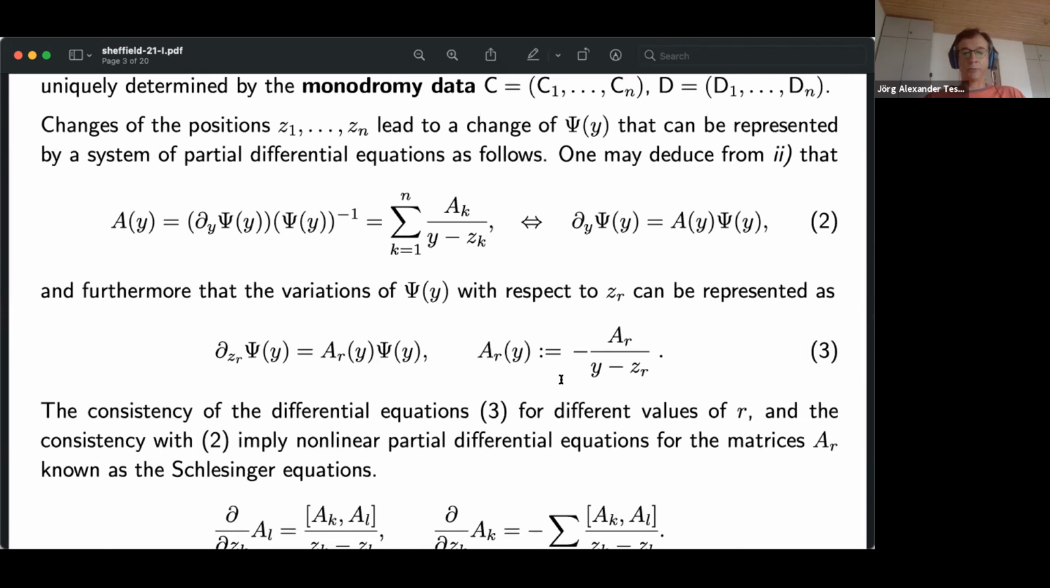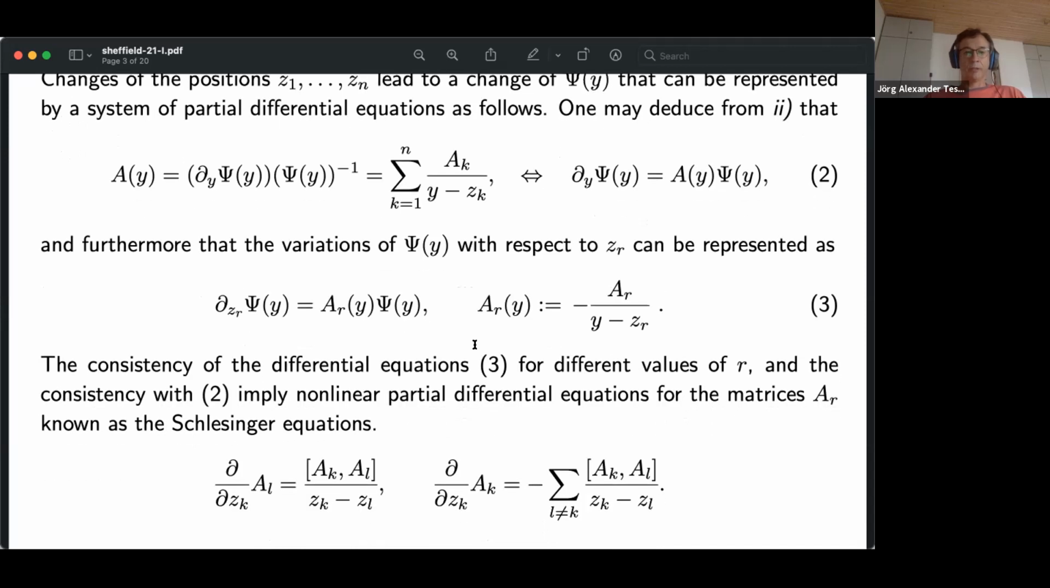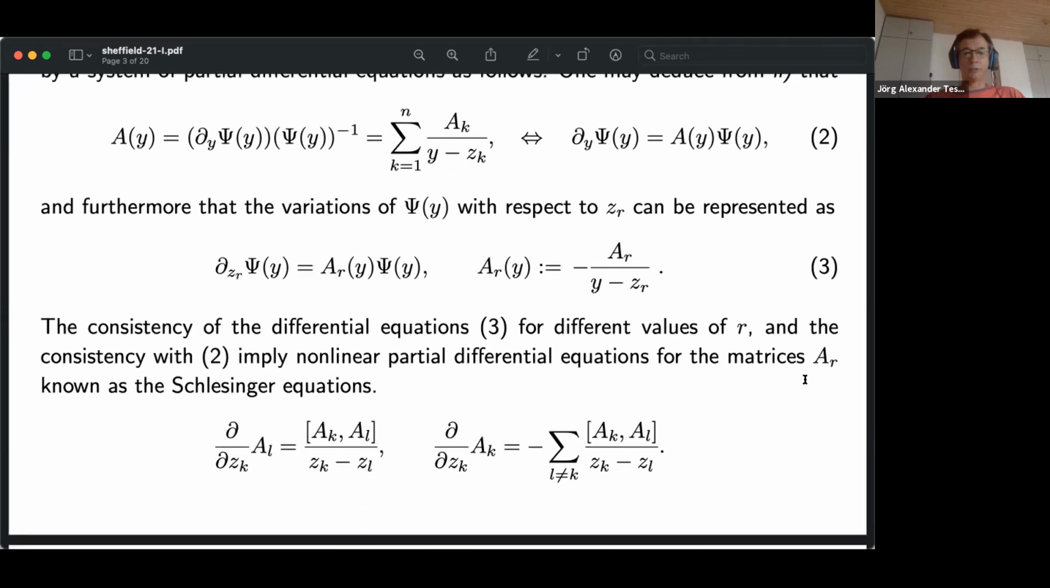And here the form of these matrices Ar of y is a very simple one, because there's only a contribution from the pole at zr. Now, from the fact that by definition everything is coming from a common object, this matrix valued function psi of y, what this tells us is that the system of equations obtained by combining these equations 2 and 3 must be consistent. It has a solution, which is exactly our psi. And then you can ask what it means, how this can be.